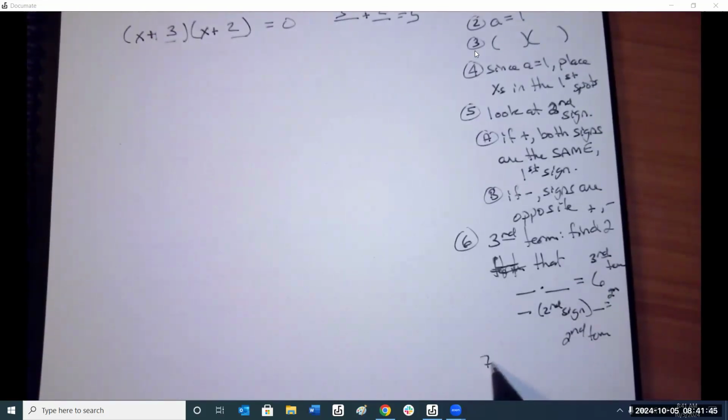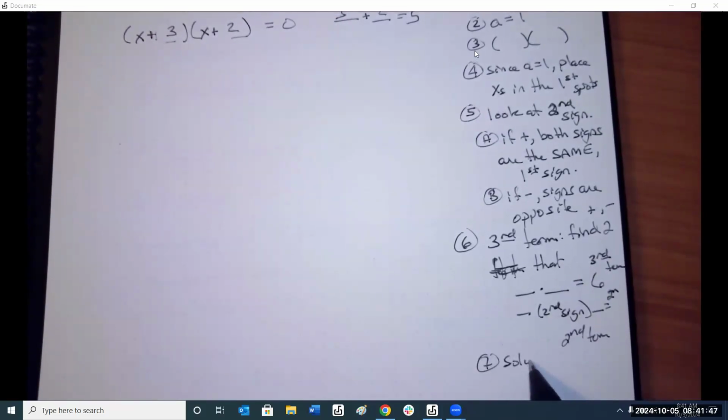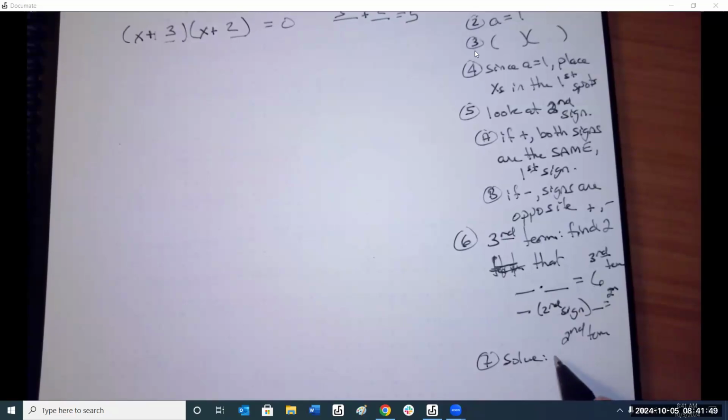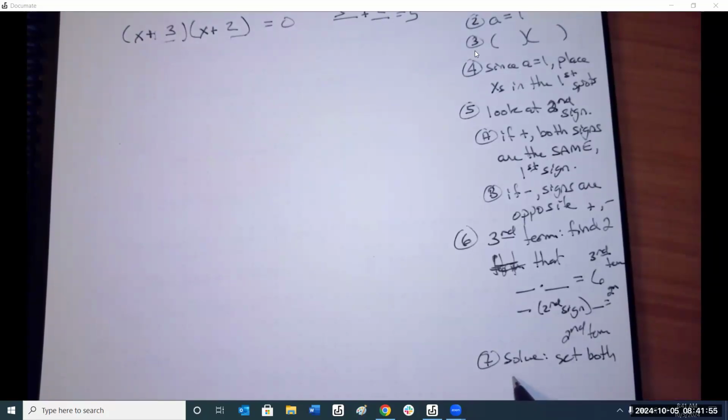Now the last step is solve. Set both terms, or the parentheses, equal to 0 and solve.